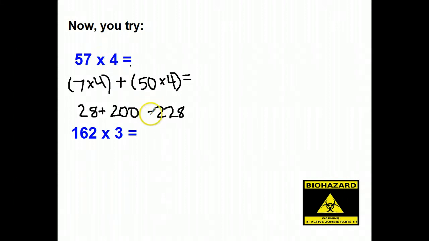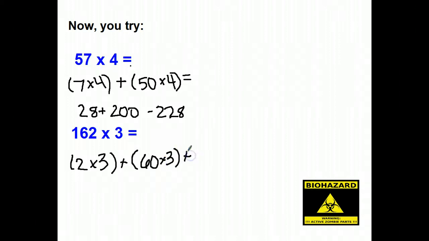Get them all together. Now you take a try at 162 times 3. You'll end up with 3 sets of parentheses when you're done. Go ahead and give that a try. So what am I doing? I'm doing 3 times 2, 3 times 60, and 3 times 100. So let's do that. 2 times 3 plus 60 times 3 plus 100 times 3. Got all the parts pulled out.